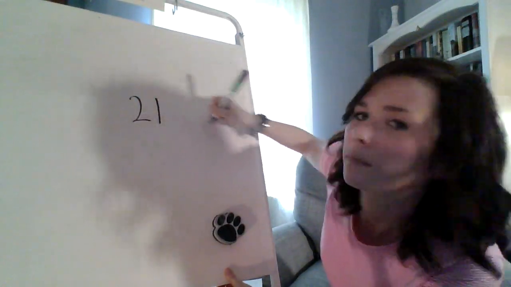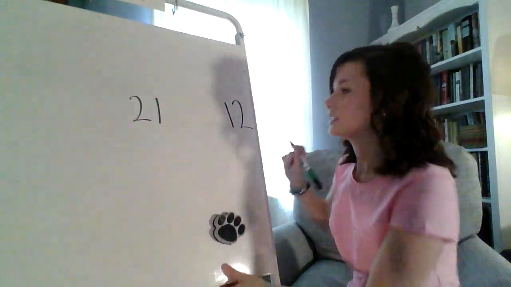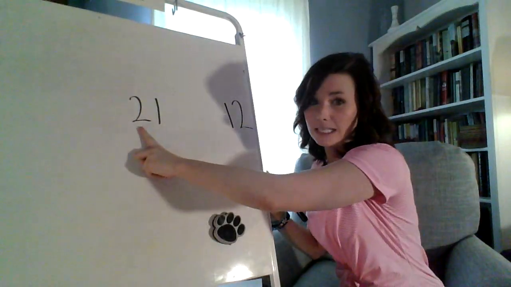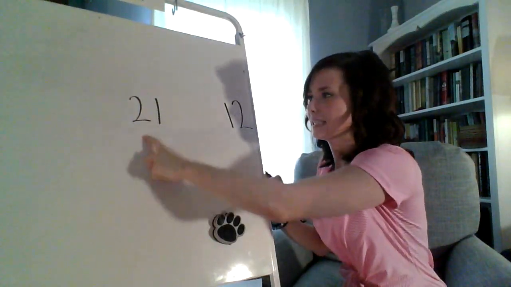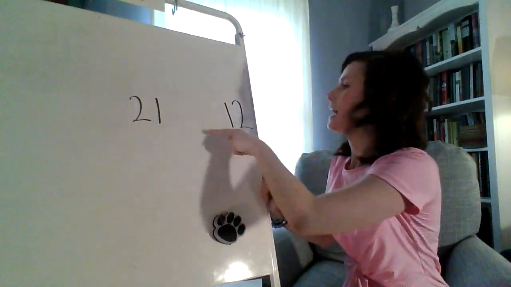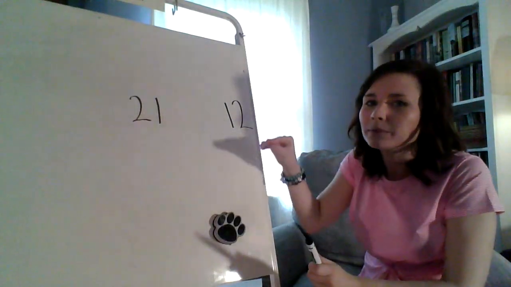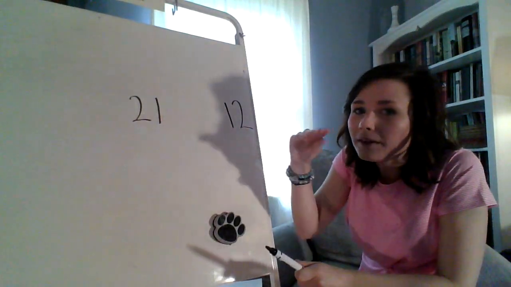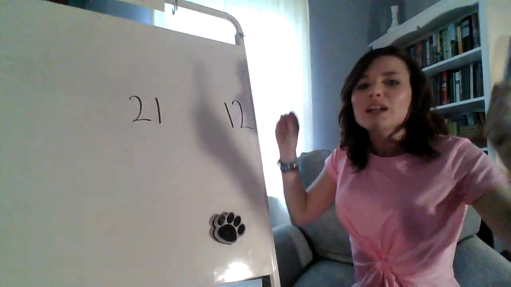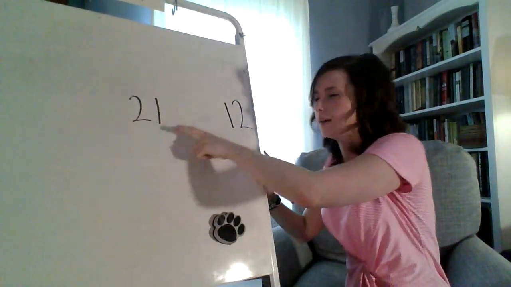Let's try 21. Ready? And 12. These numbers are tricky, right? They look very similar. You need to remember, look at the tens house. What number's in the tens house? What number's in the ones house? So we have 21 and we have 12. Alrighty. Along comes Mr. Chompy. What number does Chompy want to eat? The greater number.